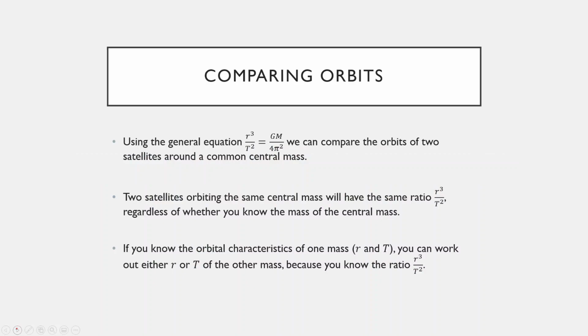Now, last video we saw that there was this general formula talking about the orbital characteristics of a satellite, okay? And this ratio that we calculate is equal to GM over 4 pi squared. You can see where that comes from just by rearranging a couple of things. Here's the really interesting thing though, all right?